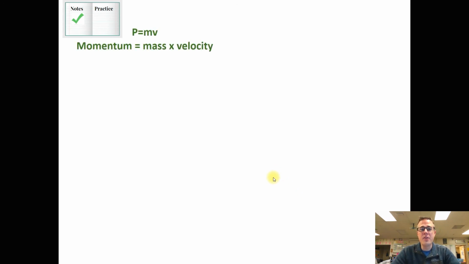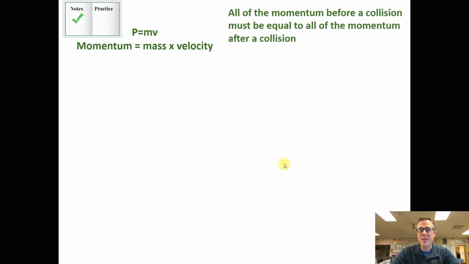So, first thing on your notes page is we need the equation for momentum. I know it's probably in your notebook, hopefully, from the last time we did this way back in Unit 1, but let's make sure it's there again. Momentum is mass times velocity. And as we talked about yesterday, we learned that all the momentum before a collision has to be equal to all of the momentum after a collision. We're going to take these two things that are in green, and we're going to use them to figure out some missing information, some useful things about collisions.